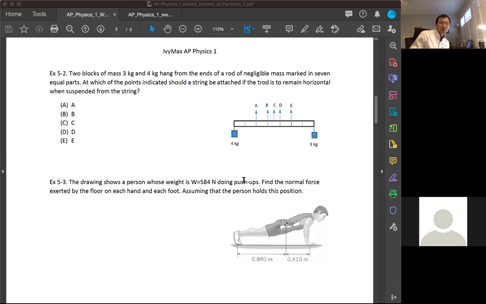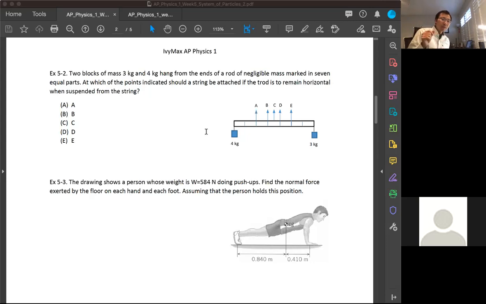Oh, someone got the answer. Yes, B, right? Very basic. So you just hang the block over one point, A, B, C, D, E, right? So make this balance each other. So think about that: we need to make the net torque equal to 0, right?